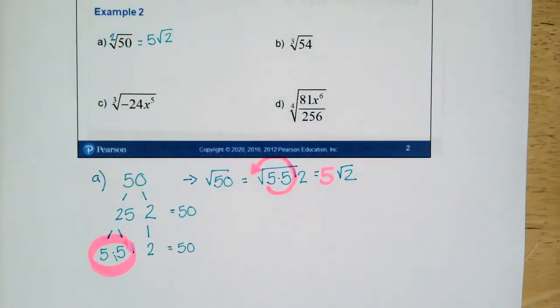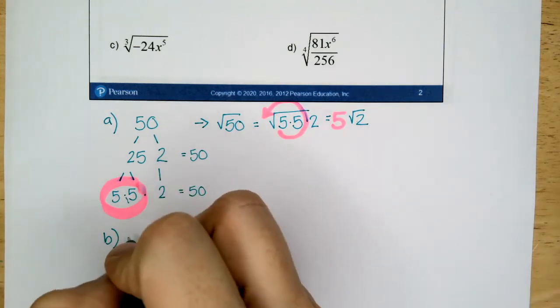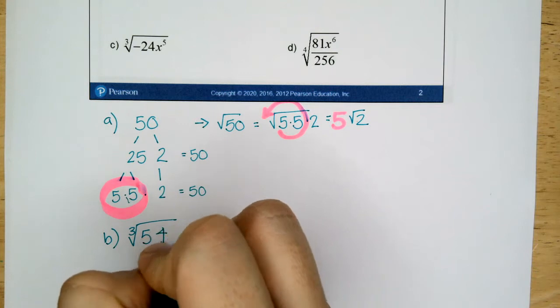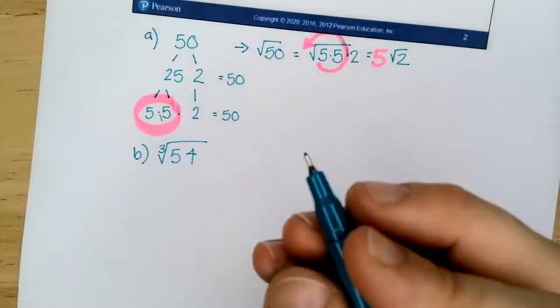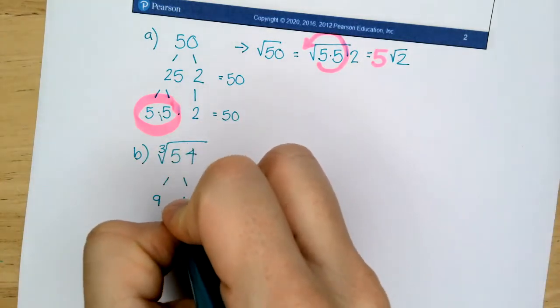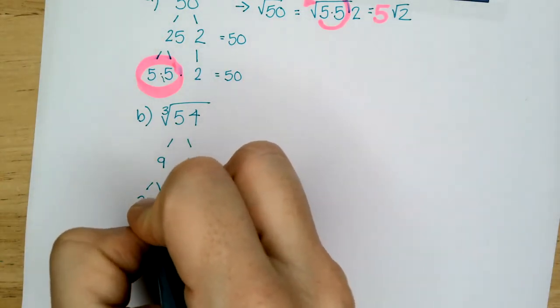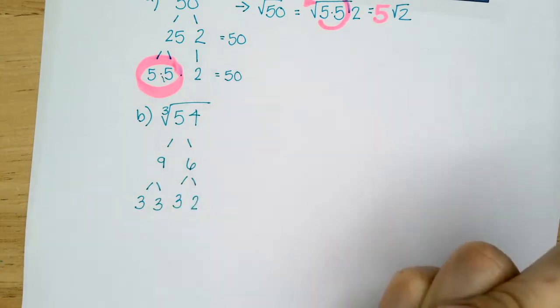Good. All right, let's go on to B. B is the third root, or the cubed root, of 54. So again, I'm going to do the same thing. How can I factor 54? 54 is actually 9 times 6, right? The prime factorization of 9 is 3 times 3. 6 can be factored into 3 and 2.